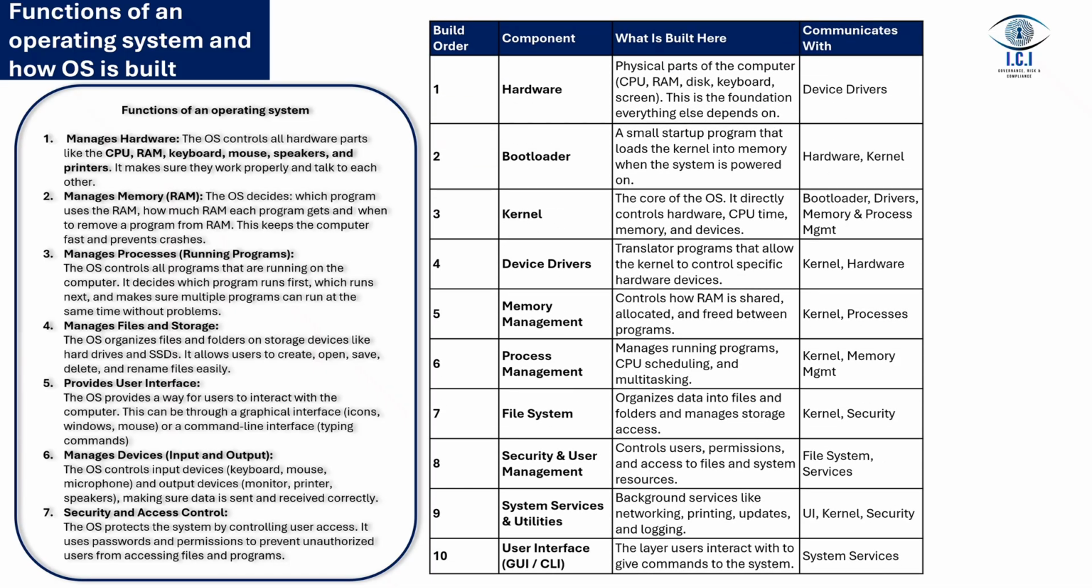So how is your OS built? We're going to talk about the components of your OS, what your OS entails. First, the hardware. Your OS needs hardware to operate. Without hardware, your OS cannot do anything. Your operating system also has what is called the bootloader. The bootloader is a small startup program that loads the kernel of your operating system into the memory when the system is powered on.